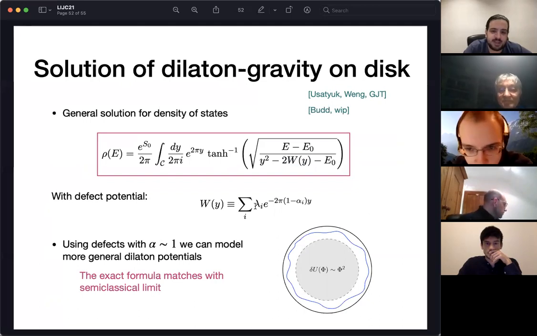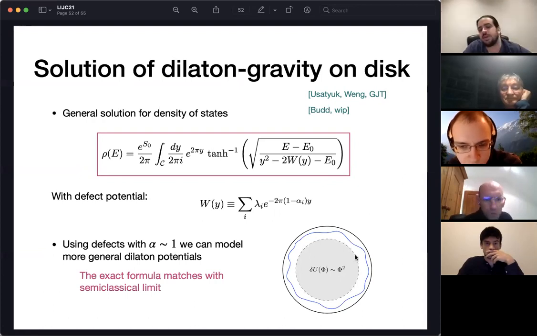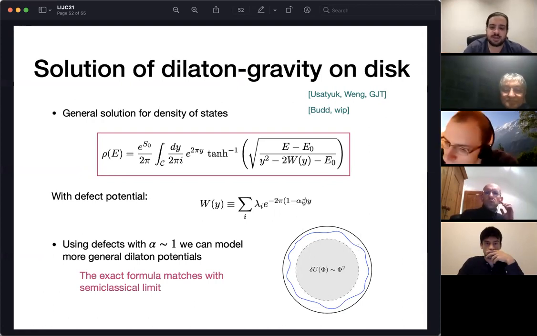And the interesting thing about this formula is that by using defects with alpha close to 1, we can model more general dilaton potentials where maybe you have a huge region in the bulk with dilaton potential phi squared. And then this is regulated in the boundary by an asymptotically AdS region. But by the fact that if you go very close to the boundary, at some point, the JT term always dominates, even if alpha is close to 1. So in this way, there are a lot of questions that remain, but this is at least a starting point to try to analyze these more general dilaton potentials better.